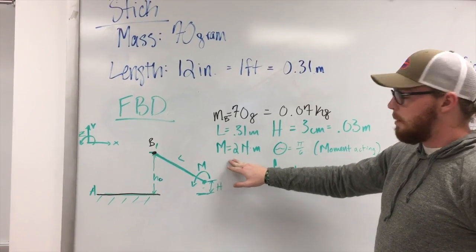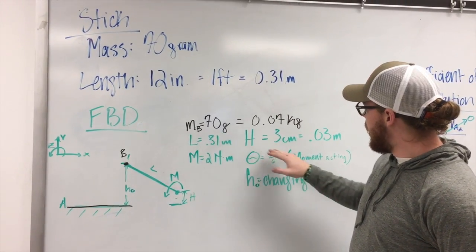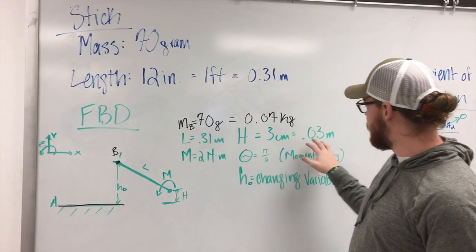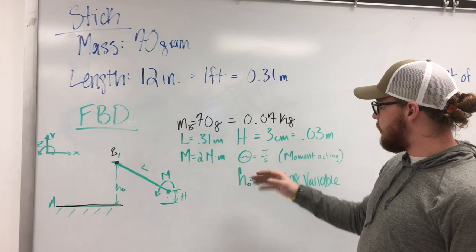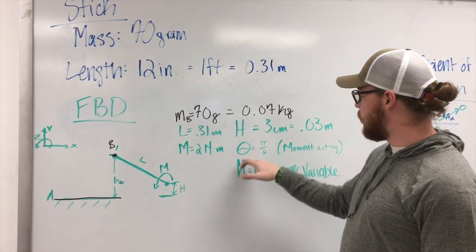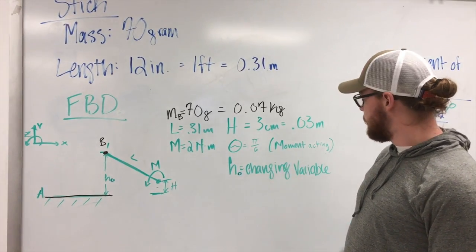We assumed a moment of 2 Newton meters, as well as a height of the fulcrum from the top of the mat of 0.03 meters. And for the angle that he was applying that moment, for that entire angle, we assumed an angle of pi/6 or 30 degrees.